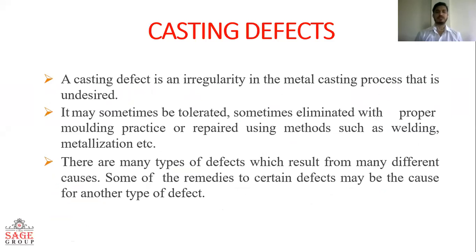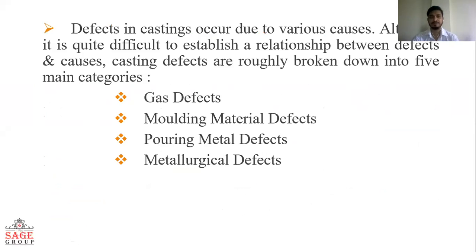What is a casting defect? A casting defect is an irregularity in a metal casting process that is undesired. It is sometimes tolerated, and sometimes eliminated with proper molding practices or repaired using methods such as welding, metallization, etc. There are many types of defects which result from many different causes. Some of the remedies to certain defects may be the cause of another type of defect. So defects in a casting occur due to various causes.